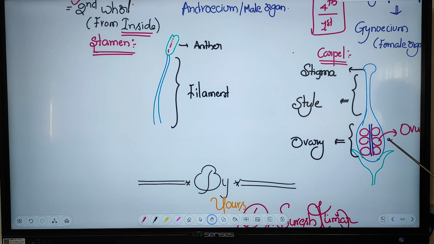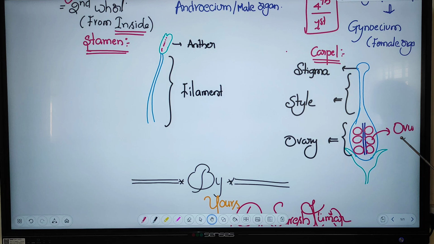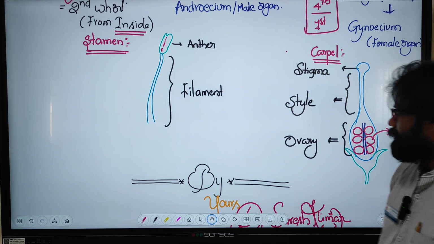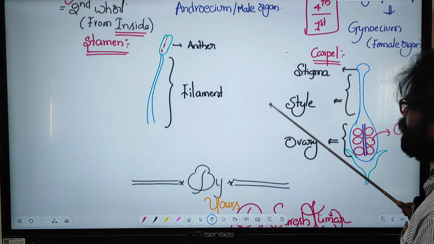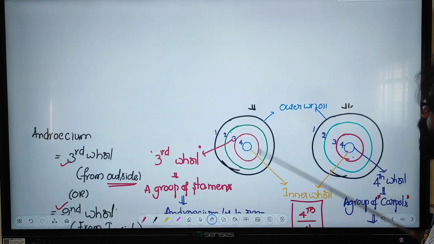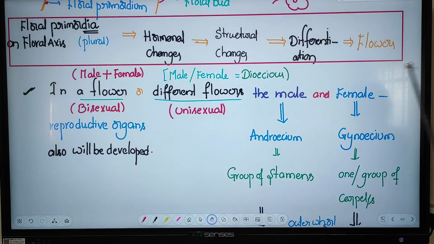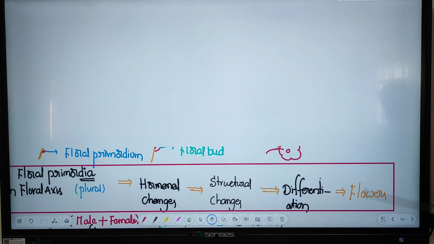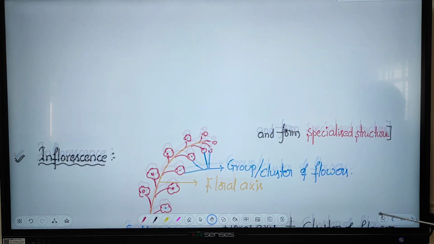In the ovary, ovules are present. These ovules further convert into seeds. So this is the total introduction in the fourth part. Once please go through it. I'll just scroll slowly from top to bottom.